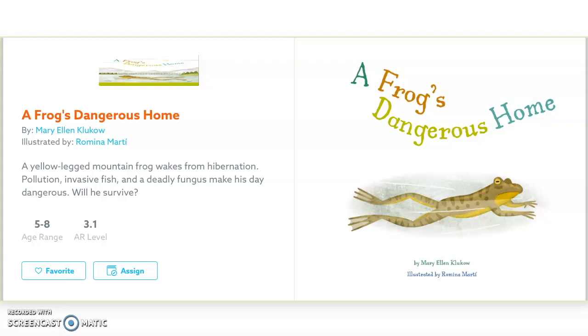Next, I want you to think about, where do frogs live? Where do they live? Do they live on land? Do they live in swamps? Do they live in trees? Do they live underwater? Do they live above water? Where do they live?